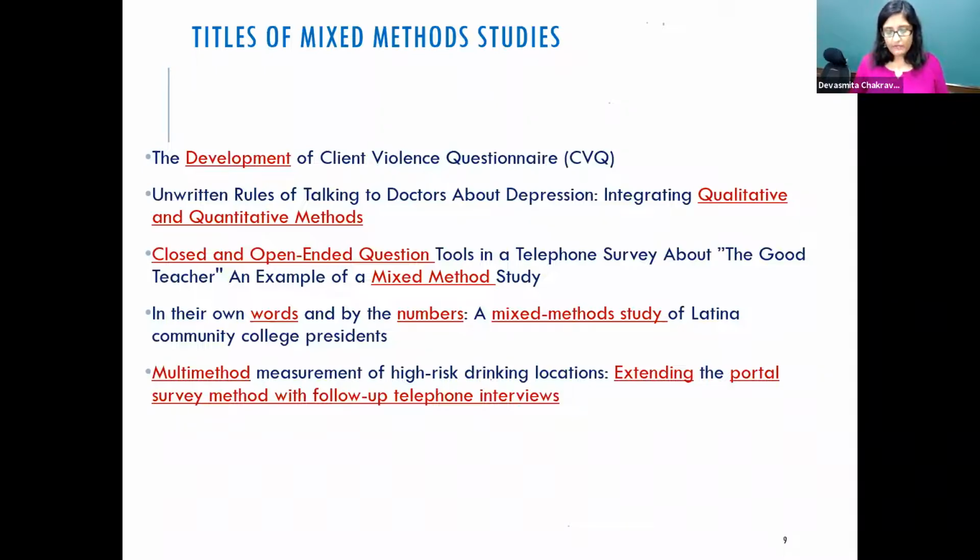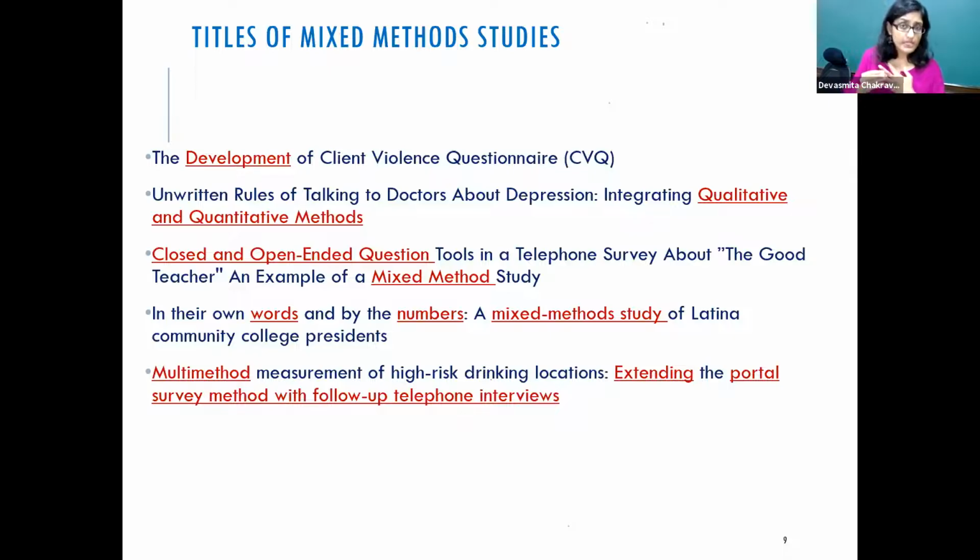Multi-method measurement of high-risk drinking location. So multi-method is a clue, and the other clue is extending the portal survey method with follow-up telephone interviews. Again, extending some kind of a survey with a follow-up interview. So you see how even without using the term mixed method, you can write a title for a mixed method study. You can get creative.